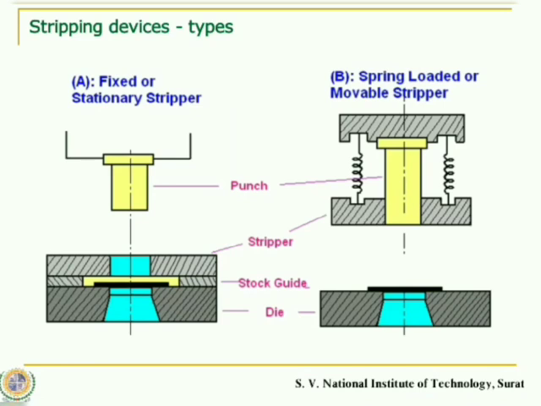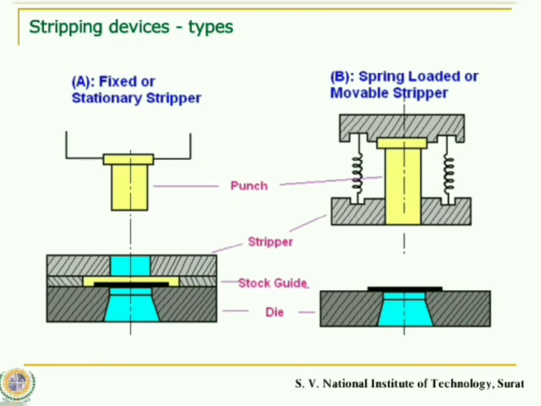The images of both types of strippers visible here are self-explanatory. In case of a fixed or a stationary stripper, the stripper plate is fixed with the die block. So as the punch carries out the cutting operation and when it returns back with the ram of the press, the stock material is prevented from rising with the punch, and hence the stripper plate helps us to strip the stock material from the punch.